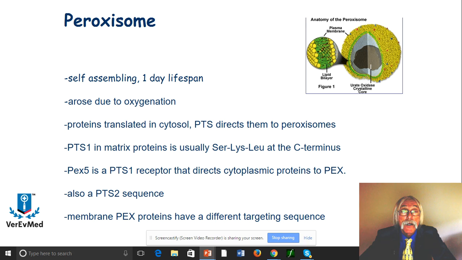It's a dynamic process of all, particularly mammalian cells, although plants also have peroxisomes, as do invertebrates and lots of other life. Okay, so let's get started with this. They're self-assembling then, that is, they're autonomously replicating. They don't last very long.